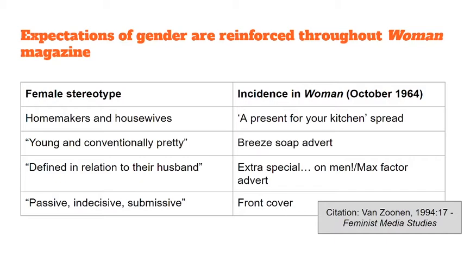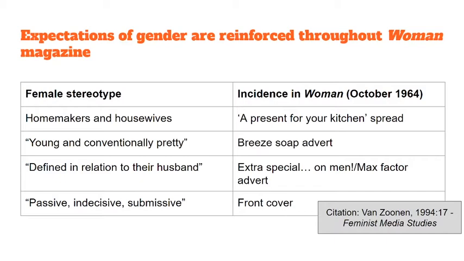So I pinched some examples of representations of women from Lisbeth Van Zoonen's excellent textbook, Feminist Media Studies, which I definitely do recommend you check out if you're interested in taking media studies to the next level. So one female stereotype is that women are homemakers and housewives. They stay at home, they cook and they clean, and they do stuff in the kitchen. And we see this in Woman magazine, in particular the spread that we're going to look at, A Present for Your Kitchen.